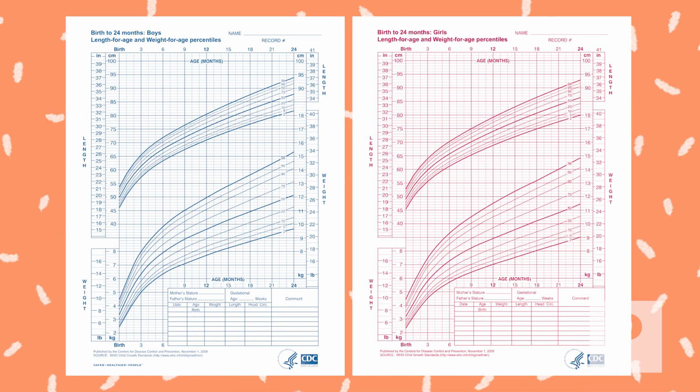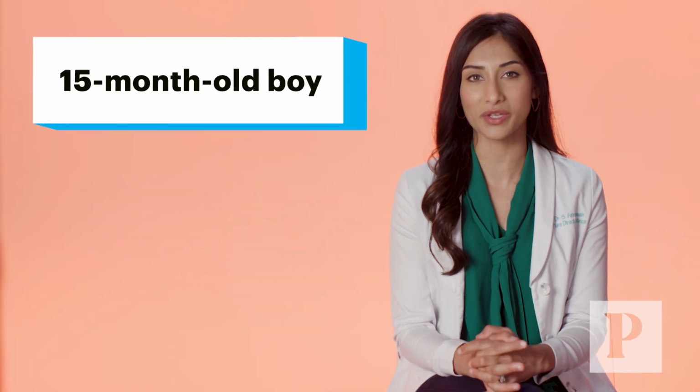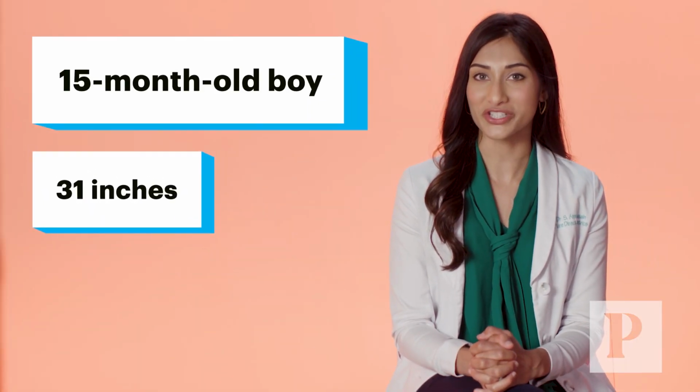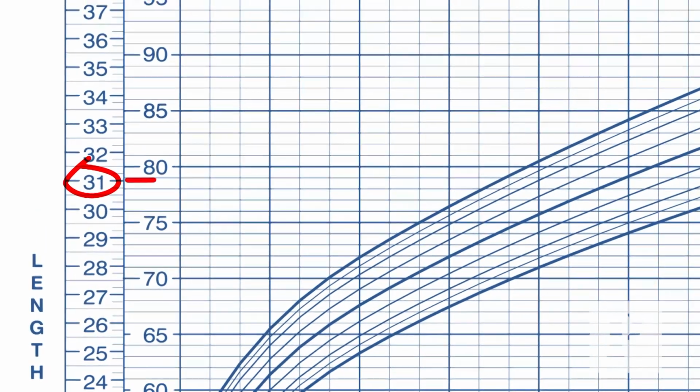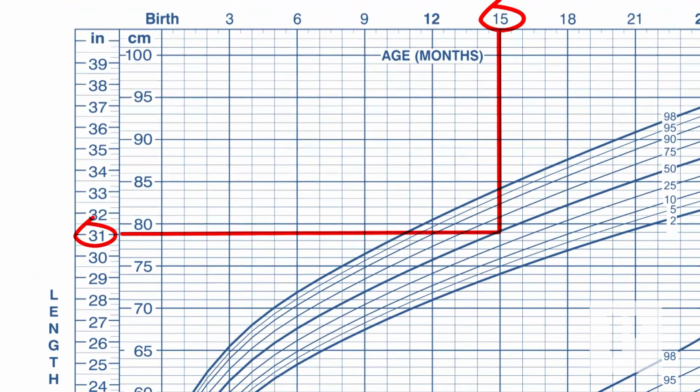There are different charts for babies assigned male versus female, so make sure it says the assigned sex on the top. So let's say you have a 15-month-old boy that's 31 inches in length. First, find their measurement in inches on the side of the chart. Move your fingers along those lines until they intersect with your child's age and mark at that point. Then find the curve closest to this intersection.